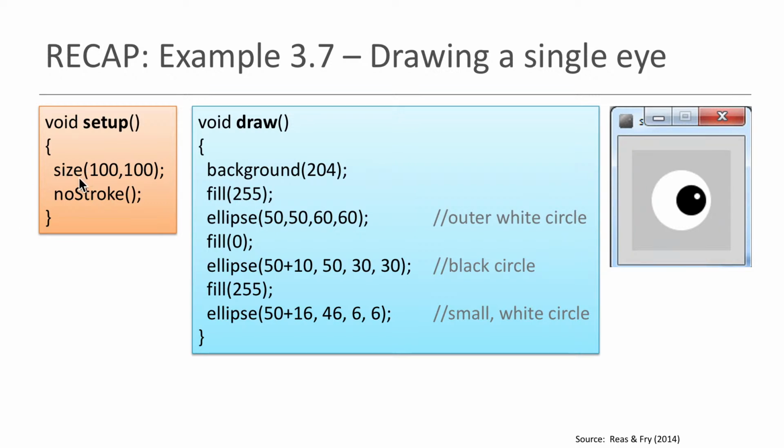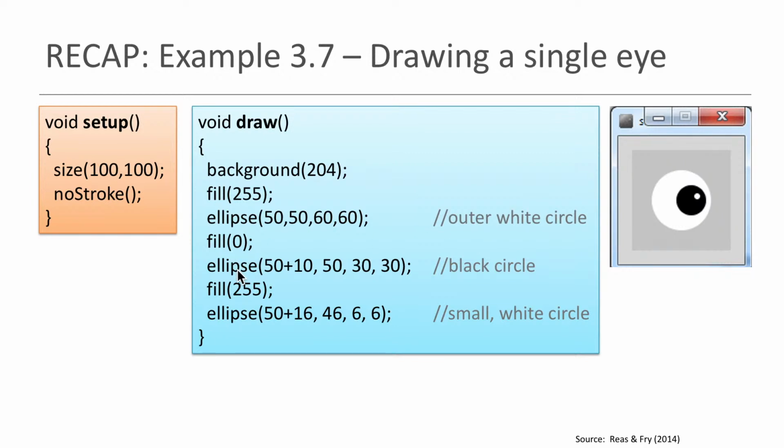We create the size of the output window, 100 by 100, no stroke, so there's no border around the circles we're about to draw. Very simple stuff. We've seen all that before. In our draw method, we have background and a fill. The background clears the screen. It's given a grey color. We have a fill, setting it to black, and then we draw a circle. Here I'm using the ellipse method to draw a circle by specifying the width and the height of the circle being 60. So this is going to draw the outer white circle.